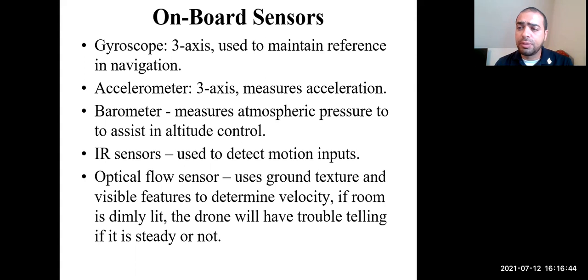Other sensors, IR sensors, detect motion inputs. Optical. So we have some optical sensors, by the way. This cannot fly in the dark, by the way. The reason why is because it uses an optical sensor to detect the ground, and based on the ground, it can stabilize itself. So if the room is dimly lit, the drone will have trouble telling if it is steady or not.